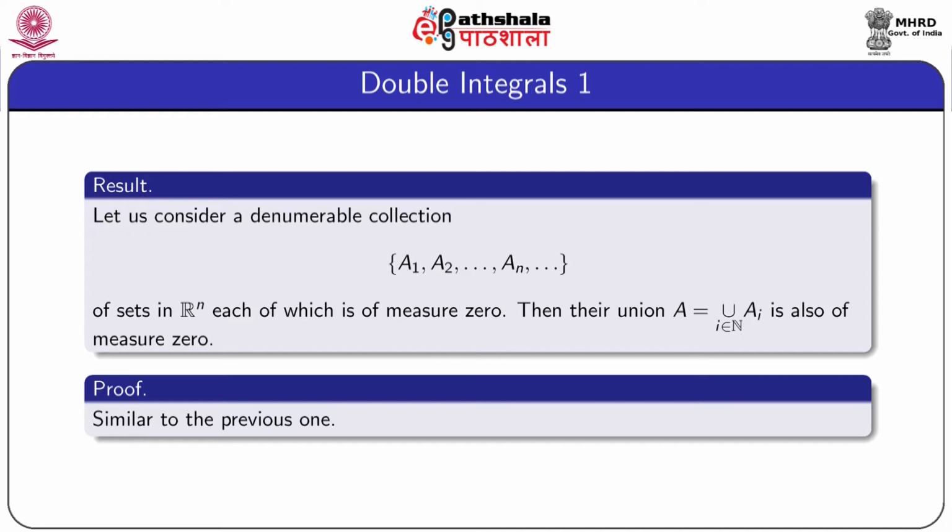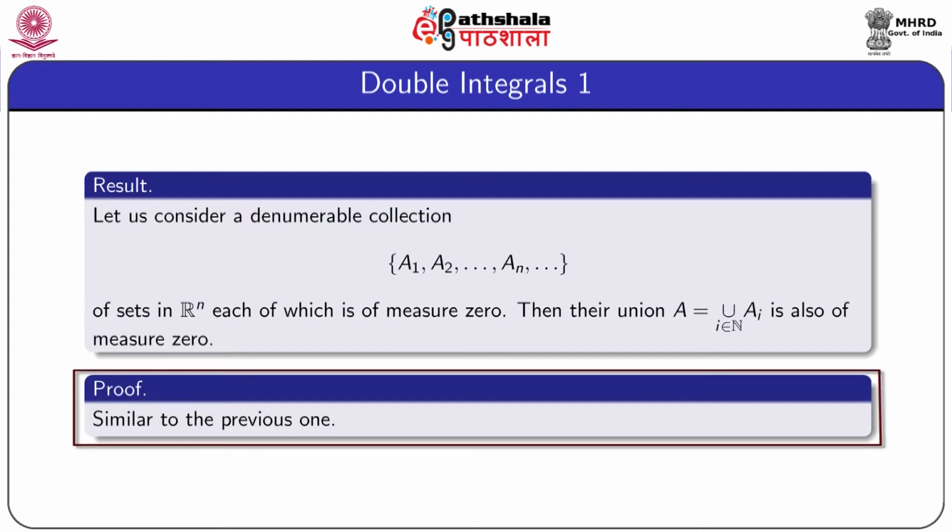Next result. Let us consider a denumerable collection of sets in Rn, each of which is of measure 0. Let them be A1, A2, An and so on. Then their union A equal to union Ai is also a set of measure 0. The proof of this result is similar to the previous one.